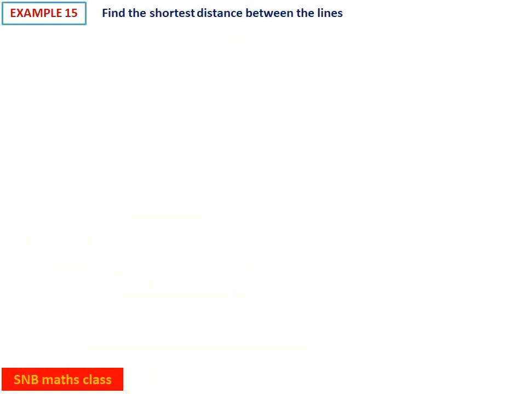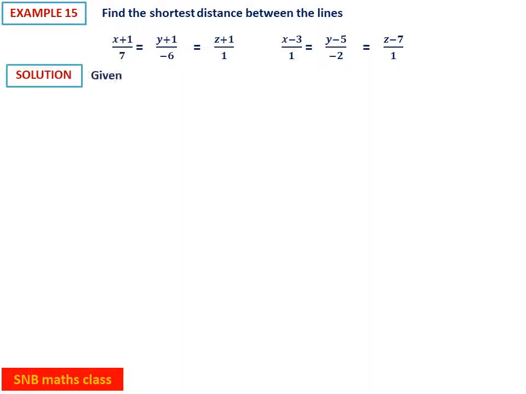Next, example 15. Find the shortest distance between the lines. Here there is a small change. The given equations are in Cartesian form, not in vector form. The first one is (x plus 1) by 7 equal to (y plus 1) by minus 6 equal to (z plus 1) by 1. The second line is (x minus 3) by 1 equal to (y minus 5) by minus 2 equal to (z minus 7) by 1. So, Cartesian form. Let us do it.